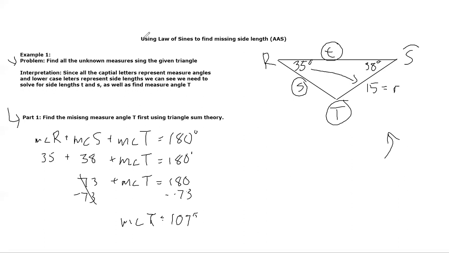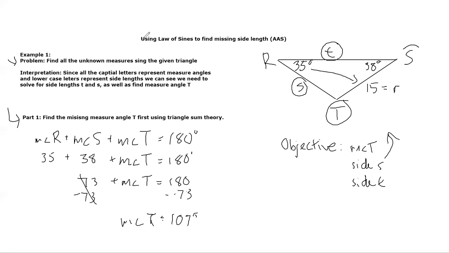So here, my objective as I begin this problem is to find measure angle T, to find side S and to find side T. Now, right off the bat, there's something I can figure out right away. Remember that triangle sum theory that I talked about in the beginning? Remember I said all three angles inside of a triangle have to add up to equal 180? Well, just subtract them from 180 and you're going to get your missing angle.